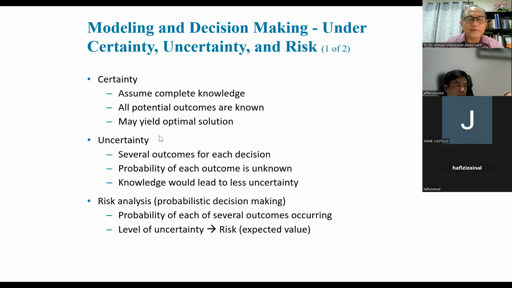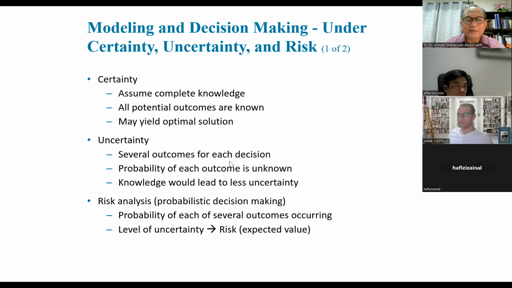Okay, and then there is uncertainty: several outcomes, things that you don't know. For example, the weather, or whether you can get supply of certain material at a certain price. There are several outcomes, and you don't know the probabilities. You don't know whether it will happen or not. So you can use the Monte Carlo method or so on to calculate the probability of outcomes.